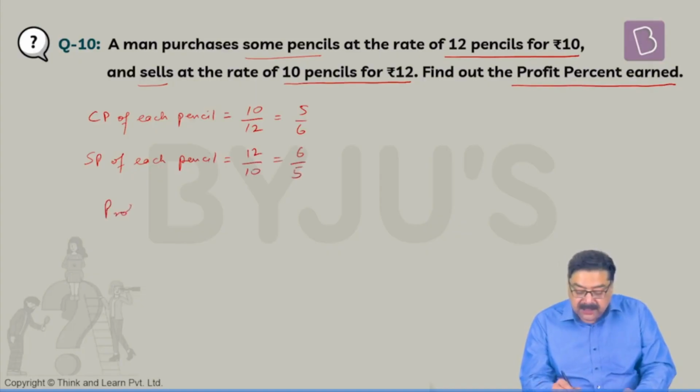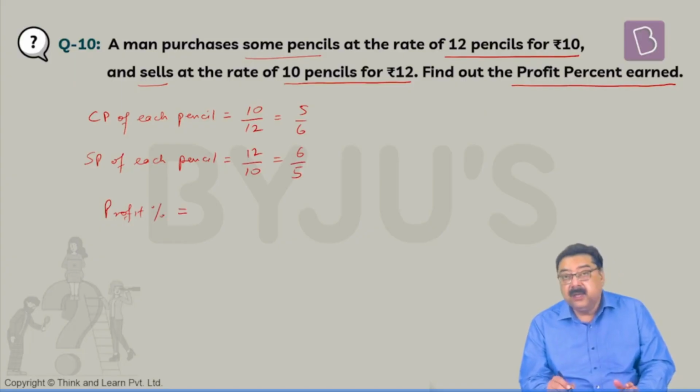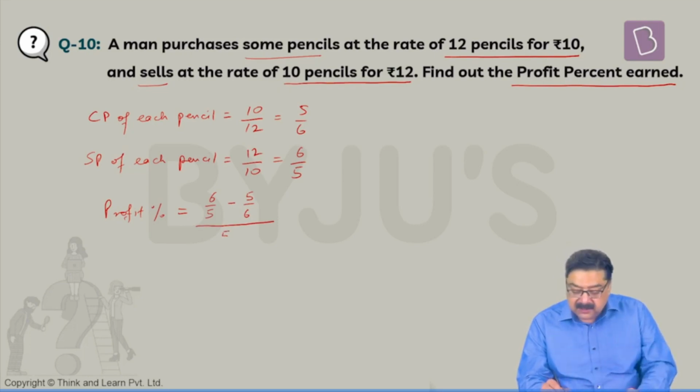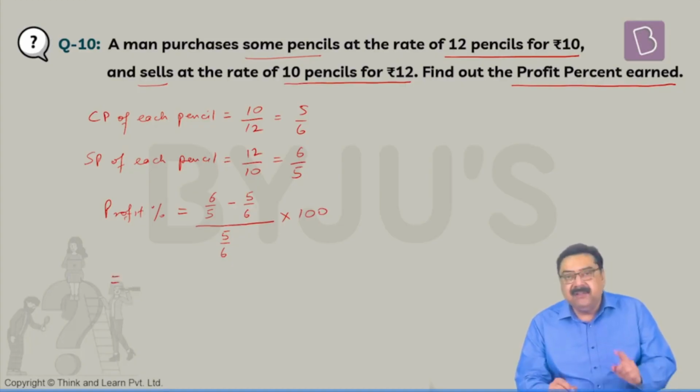Then profit percent is equal to actual profit, which is what? Selling price minus cost price, divided by the cost price, that is 5 by 6, into 100. Pretty long. I will tell you a shortcut for this. First of all, let us get the basics right.